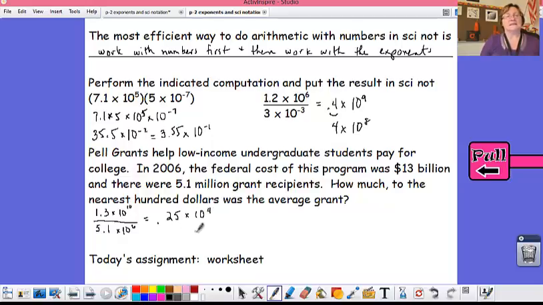Now, this is not in scientific notation, and it would make sense probably to take this all the way out to the decimal because then it makes sense to people, right? We don't get right off the bat 10 to the 4th, so I'm taking 0.25 times 10 to the 4th. I'm going to move the decimal point 4 places. So I'm going to have, there's 1, 2, 3, 4 places, and the average grant was around $2,500.